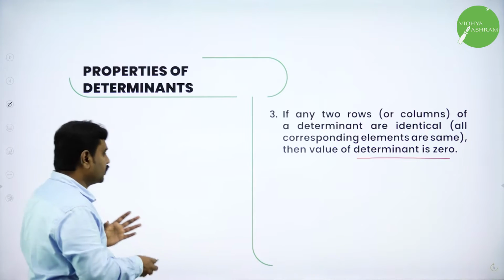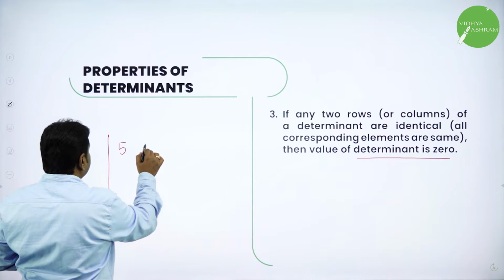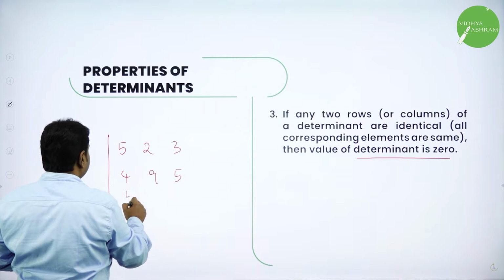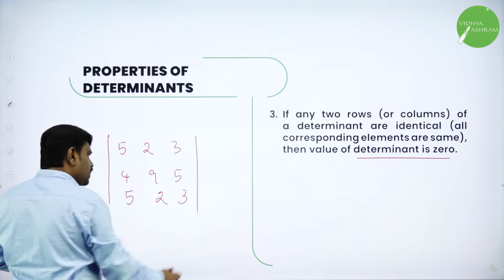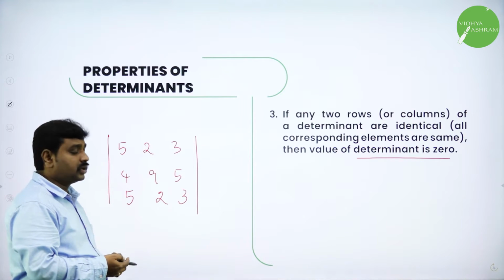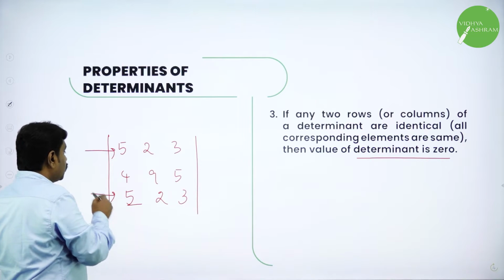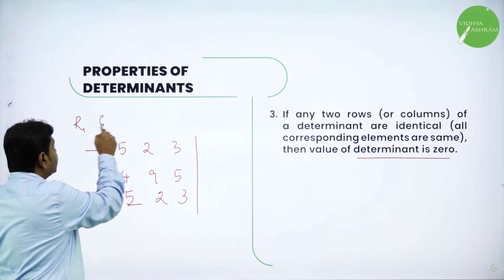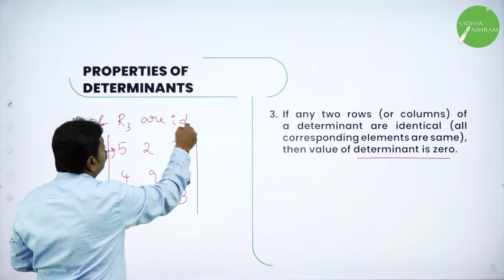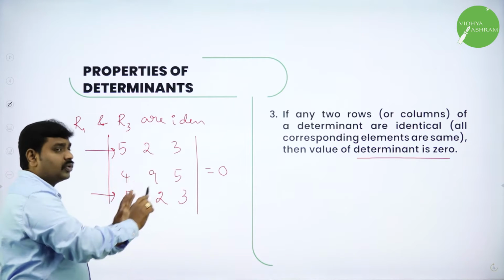For example, if I write 5, 2, 3, 4, 9, 5, 5, 2, 3. Observe this carefully. What is the first row? 5, 2, 3. What is the last row? 5, 2, 3. So these two rows are same. Row 1 and row 3 are identical. They are same. If two rows are identical, value of determinant is 0. If you expand and see, you will get 0.